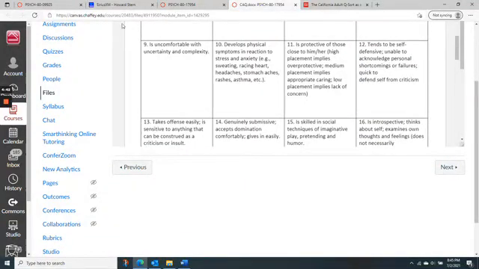For example, if I have card number 9 and it says, is uncomfortable with uncertainty and complexity. Let's say that I've never seen this person I'm sorting the personality for in that situation, so I can't judge that. Put that in the middle. What I suggest is if the card describes them, put it in a pile on the right-hand side. If you read the card and they're opposite of this, put it on the left side.